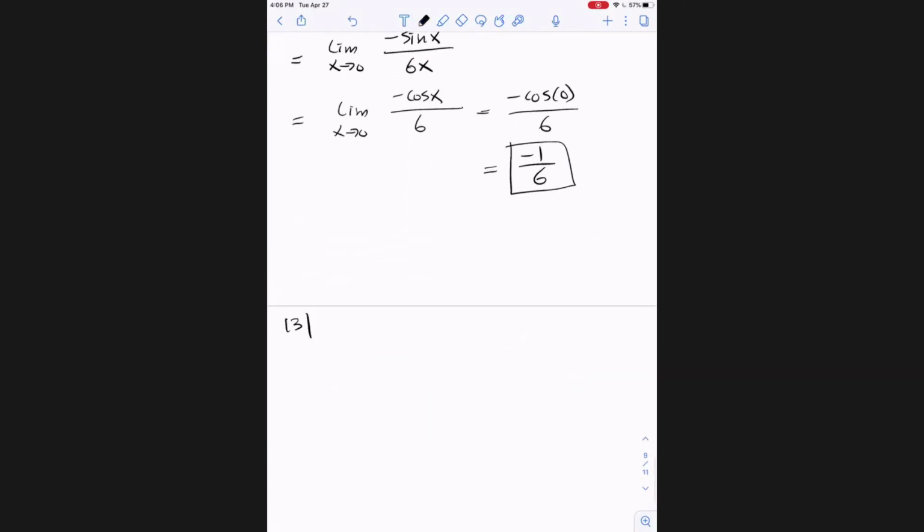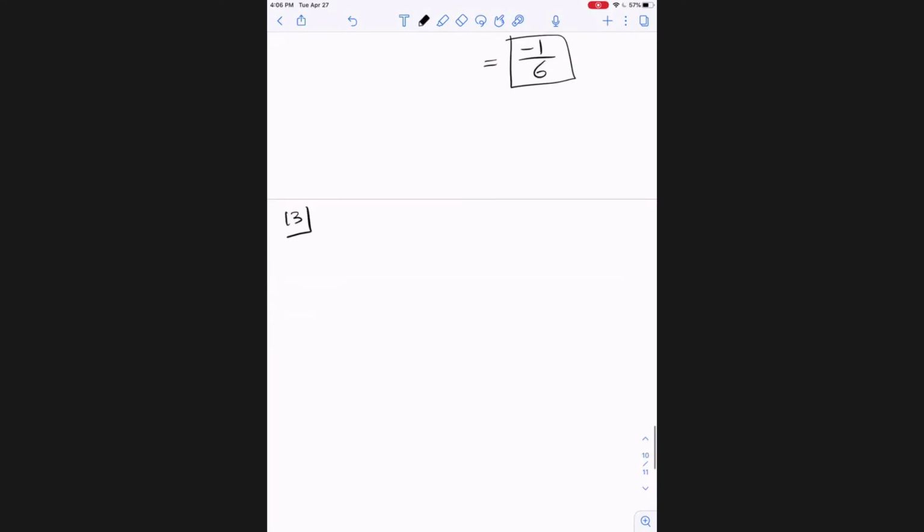Number 13. This is a definite integral from -1 to 1 of 4x cubed minus 3x dx. So evaluate the definite integral. So you just evaluate it. Don't worry if it represents the area underneath the curve. If the whole thing is above the x-axis from -1 to 1, then it represents the area. But you just evaluate the integral.